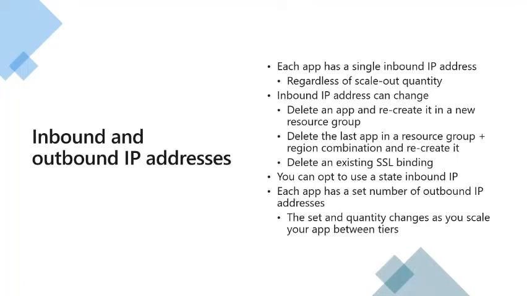This is really interesting to know. The set of IP addresses for your app changes when you scale your app between the lower tiers, basic, standard, and premium V2 tiers. So outbound IP addresses can change if you change the tier of your app service.